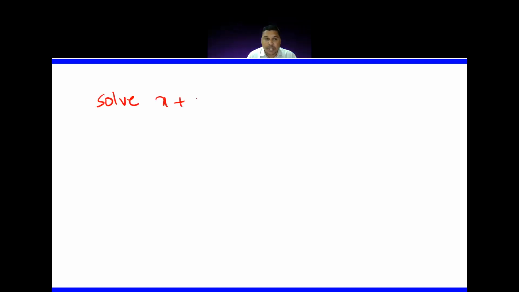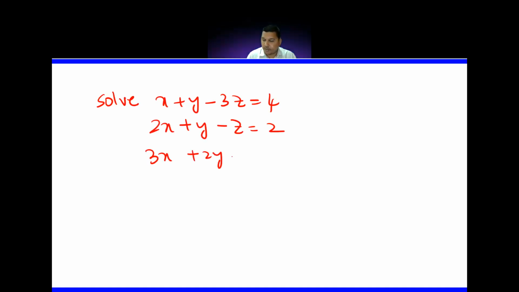Solve x plus y minus 3z equal to 4, 2x plus y minus z equal to 2, 3x plus 2y minus 4z equal to 6. Can you just try this and tell me what are the values of x, y, z by using the Gaussian elimination method? Okay, you can note it down, solve it later, and you can find what is the solution for this given system using the Gaussian elimination method, right?